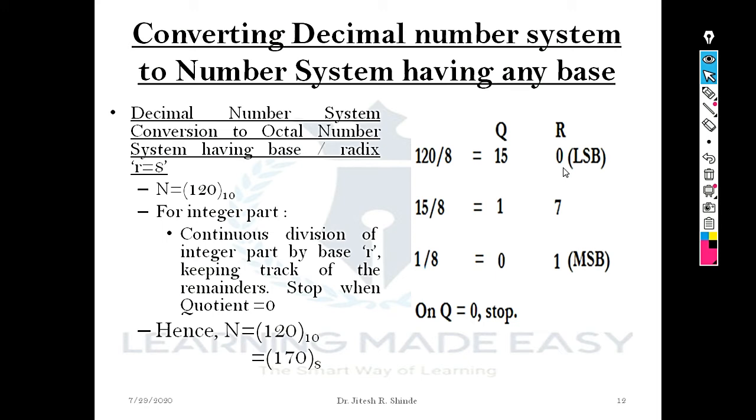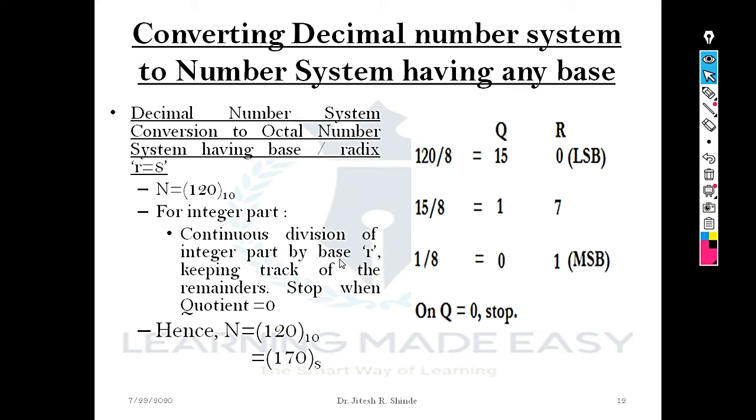This is our LSB. Again, 15 divided by 8. Quotient is not equal to 0, so we repeat this process. 15 divided by 8, quotient is 1, remainder 7. Quotient not equal to 0, so again divide by 8. 1 divided by 8, quotient equal to 0. Stop. What's the remainder here? We are getting 1, so this is our MSB. Thus 120 base 10 is equal to 170 base 8. In this way we can convert a decimal number to an octal number.